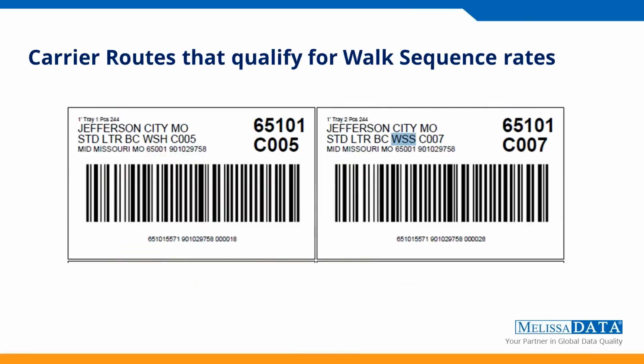Once you've done this in the software, you'll see it'll also create the tags for the mail containers, the tray tags. And you can see WSS is highlighted there, that's walk sequence saturation. The other one next to it is WSH in the same position, and that's walk sequence high density. So you can see once the pieces qualify for that, then it also makes the appropriate tags that claim that discount.